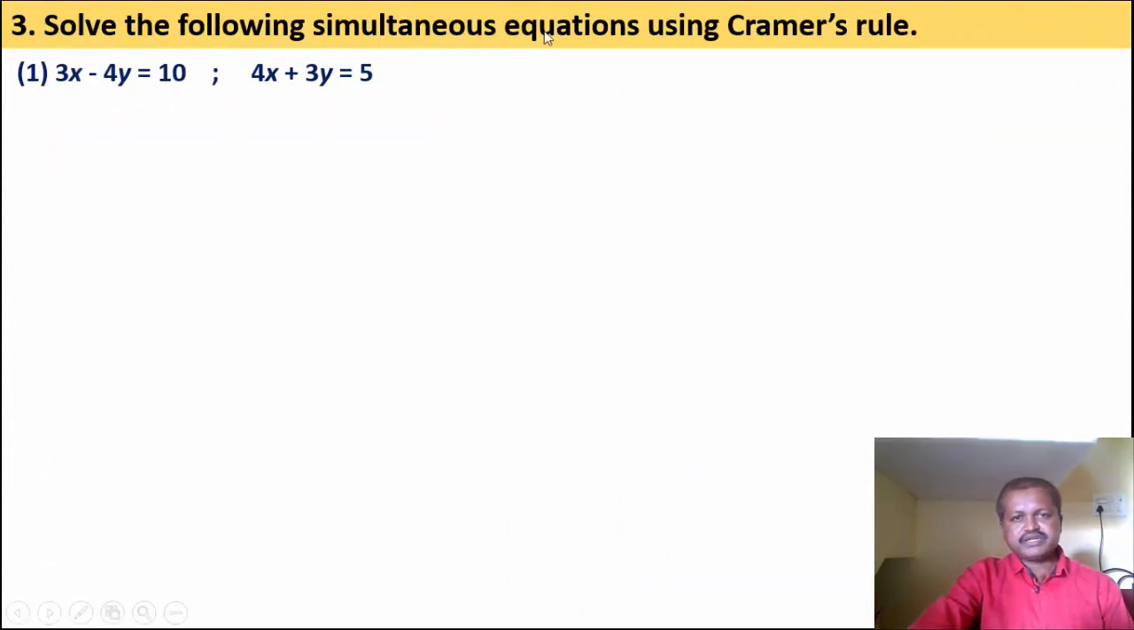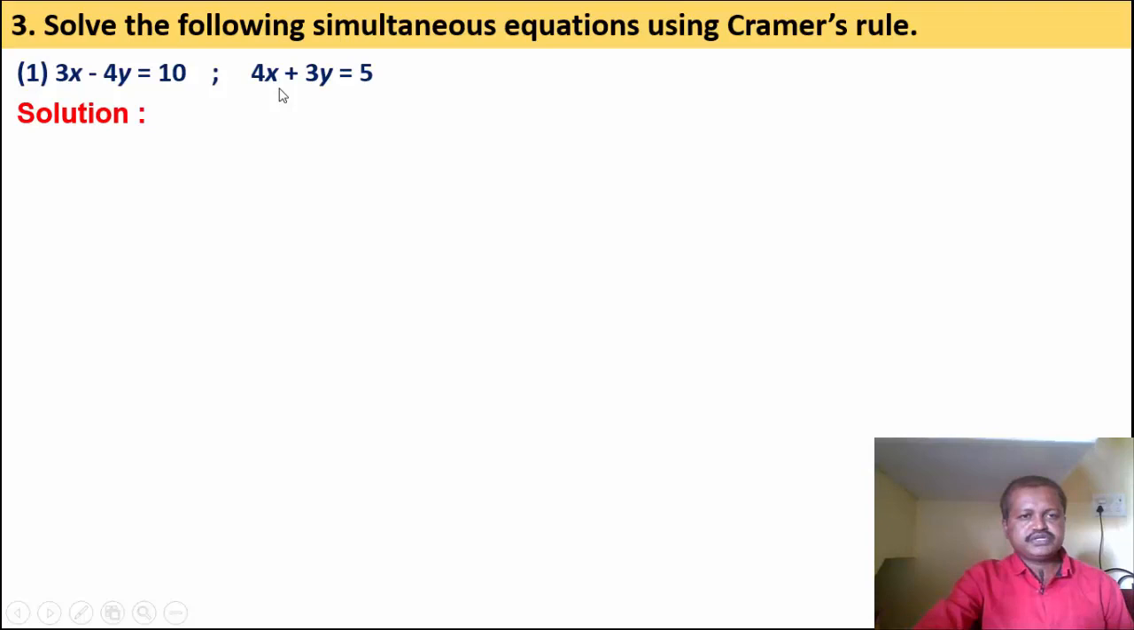Solve the following simultaneous equation using Cramer's rule. Cramer's रूलचा वापर करून एक सामायिक समीकरणे कशी सोडवायची ते आपण इथं पाहणार आहोत. पहिला एक्झाम्पल आहे 3x minus 4y is equal to 10 and 4x plus 3y is equal to 5. So these are two equations given here. We write here solution of this.